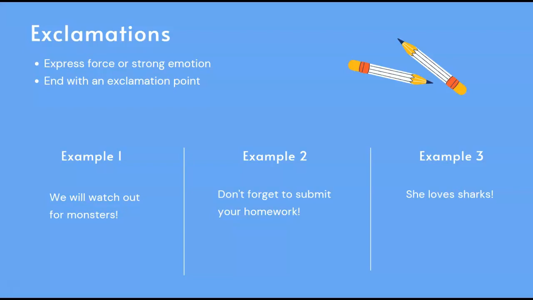But one of the things that we recognize as we mature as writers is that when they're rare, they mean more. So we want to be conservative in how often we use exclamations so that they actually carry more weight, that that emotion is reserved for a really strong expression of feelings. So my three examples: we will watch out for monsters! Don't forget to submit your homework! She loves sharks! So just remember that little extra emotional punch is when we use exclamations.